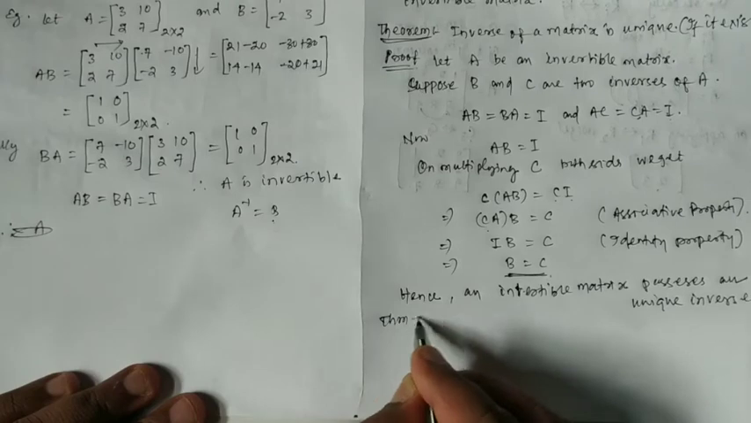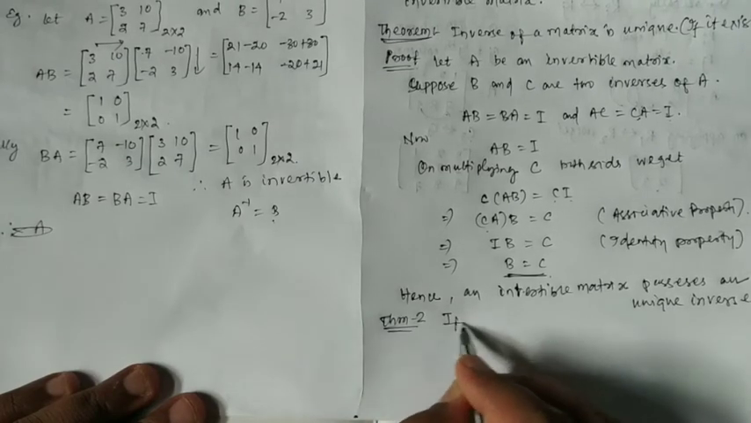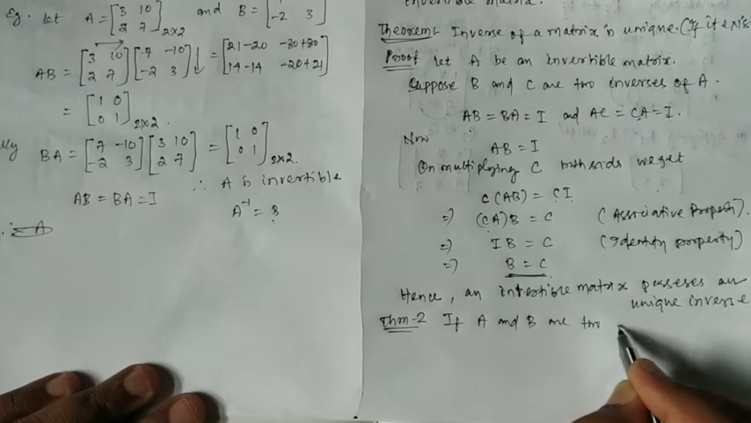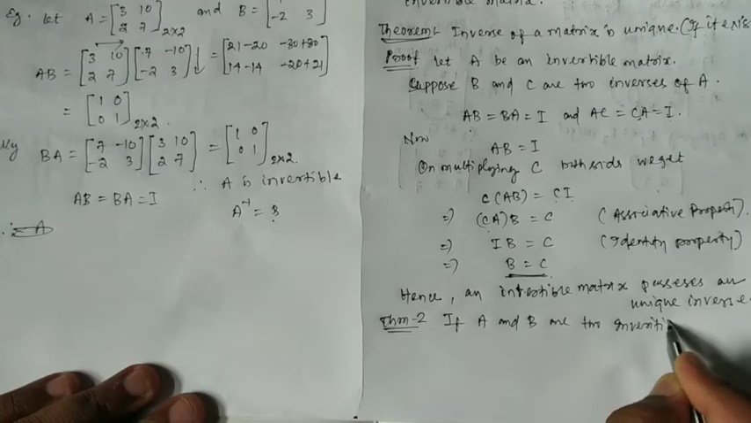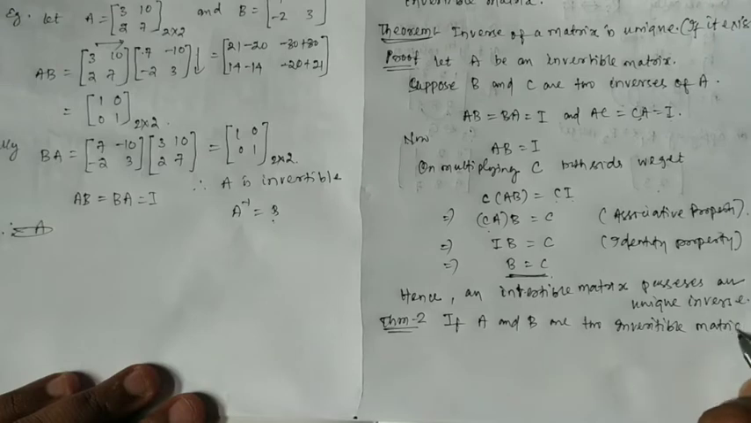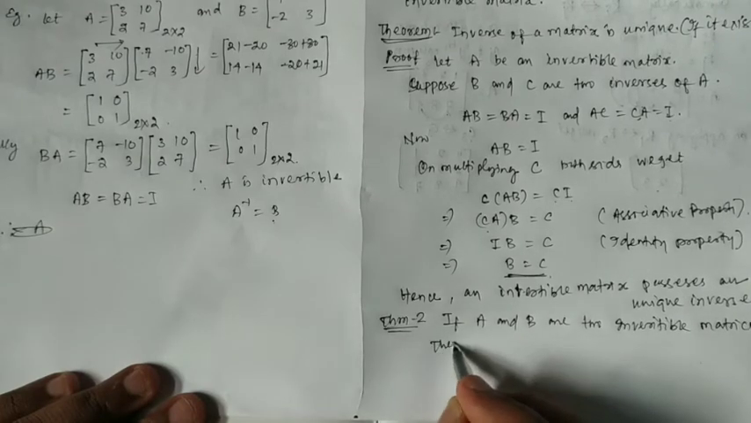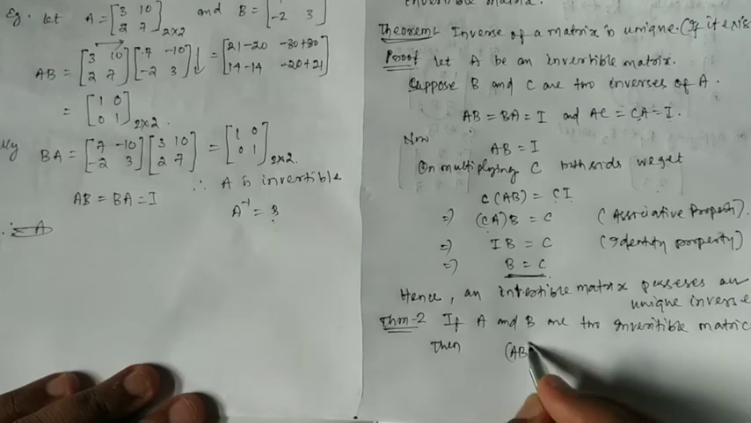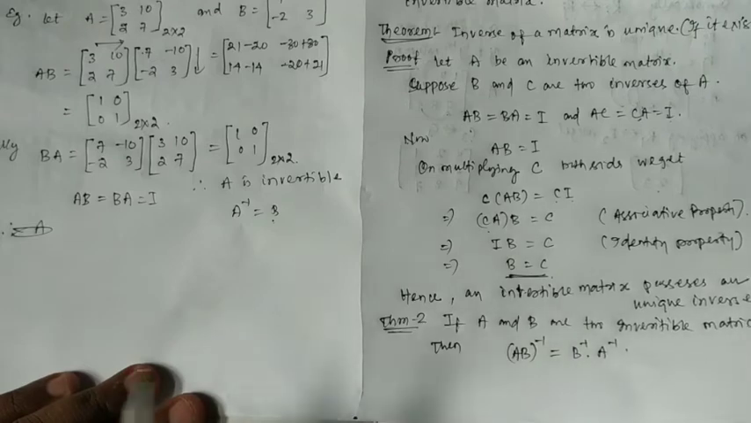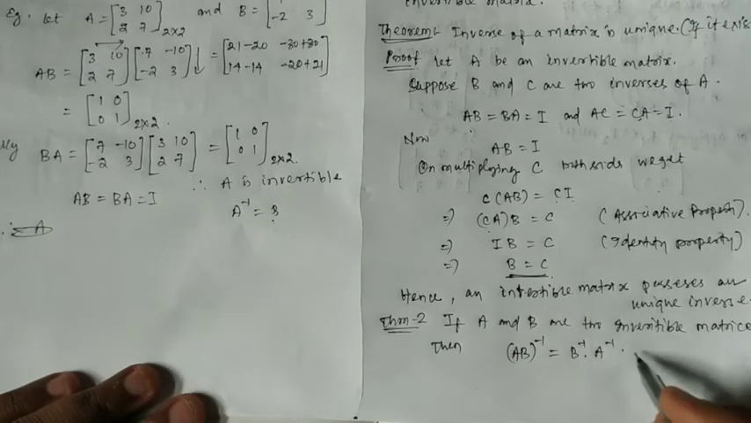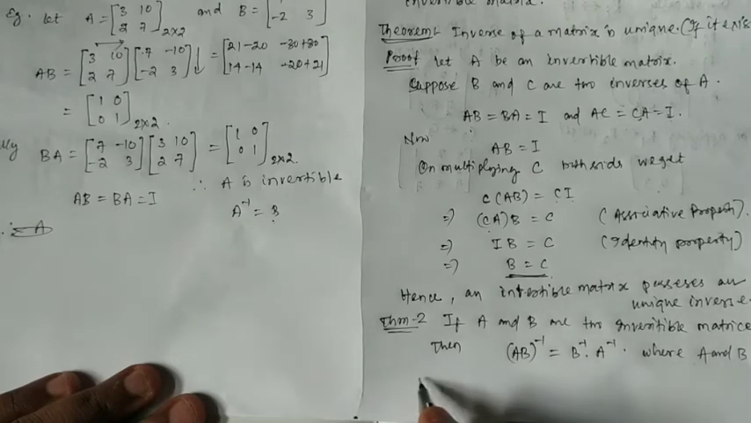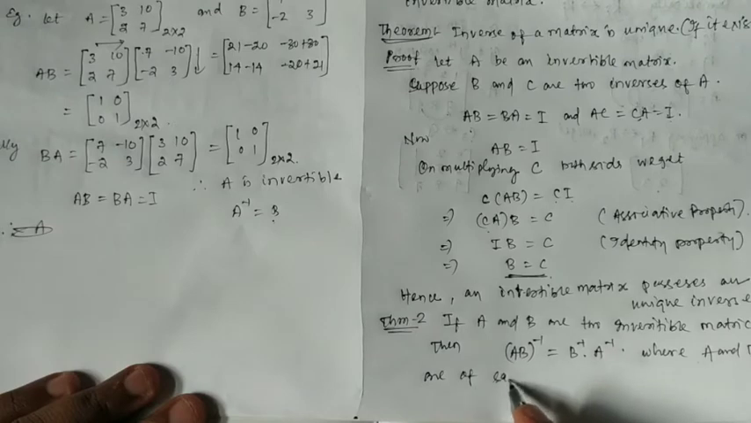The second theorem is: if A and B are two invertible matrices, that means the inverses of both matrices exist, then the inverse of AB equals B inverse times A inverse, where A and B are of the same order.